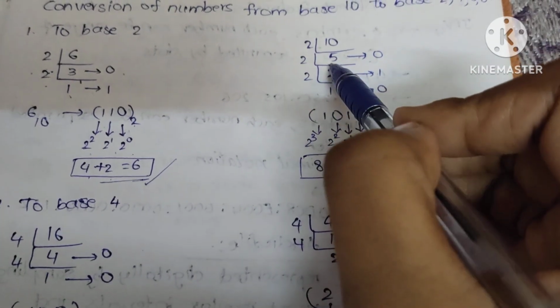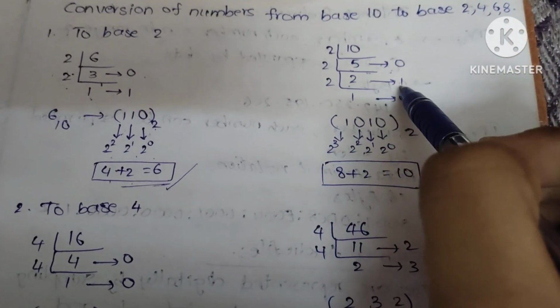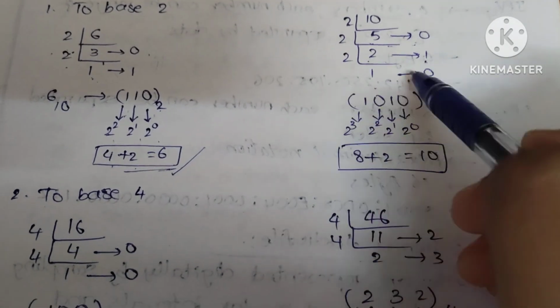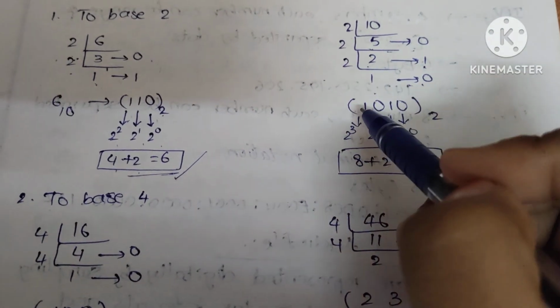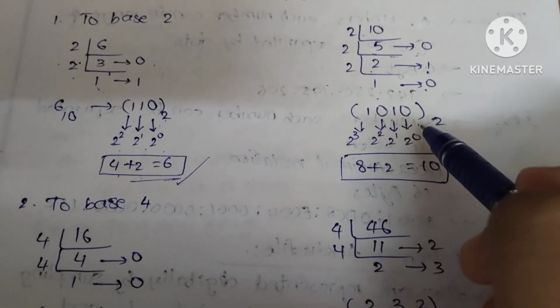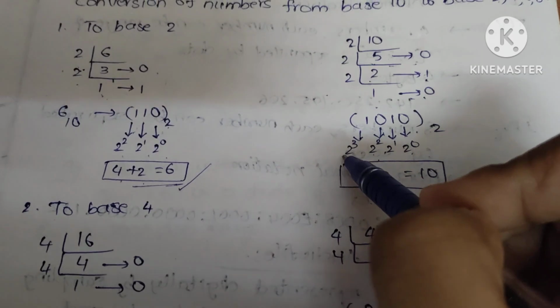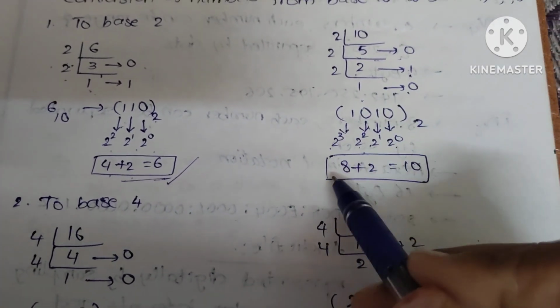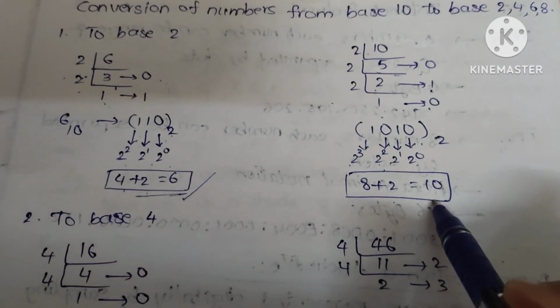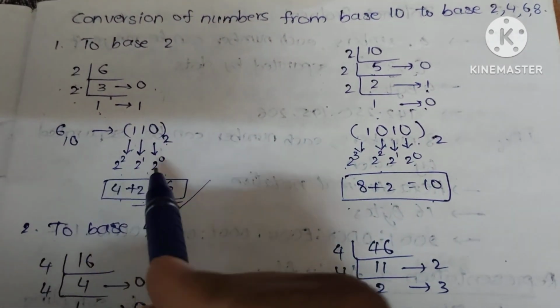The next example is the number 10. Here 2 5s are 10 and the remainder is 0. 2 2s are 4 and the remainder is 1. 2 1s are 2 and the remainder is 0. So the number is 1010. Let's check again in the same way: 2 power 0, 2 power 1, 2 power 2 and 2 power 3. We calculate and get 8 plus 2 equal to 10. So this is how to convert from base 10 to base 2.